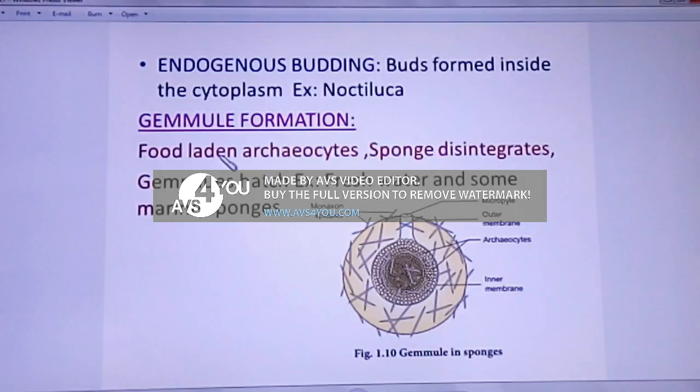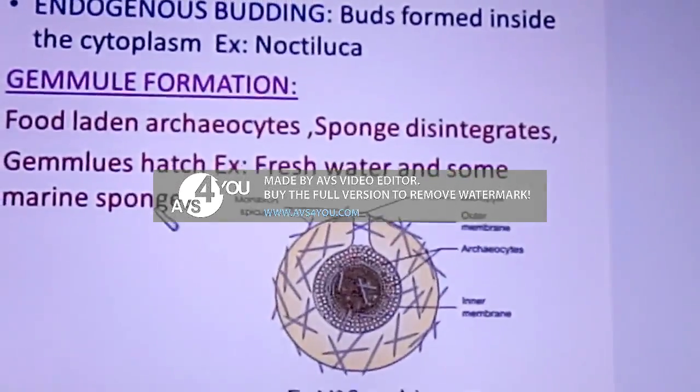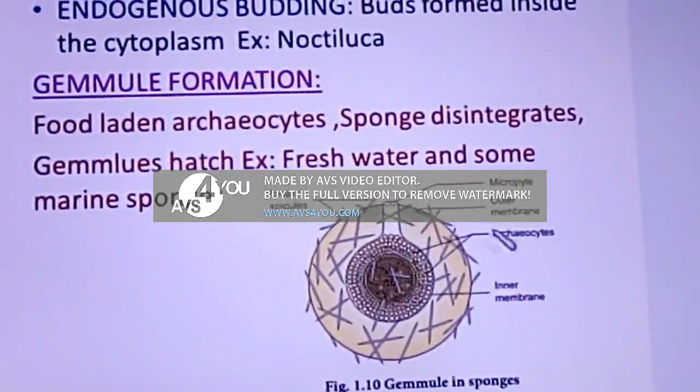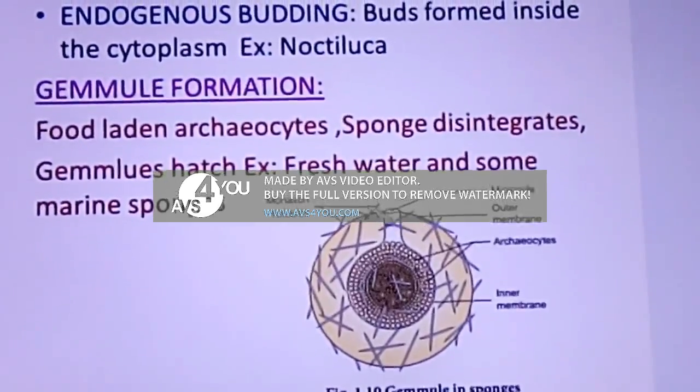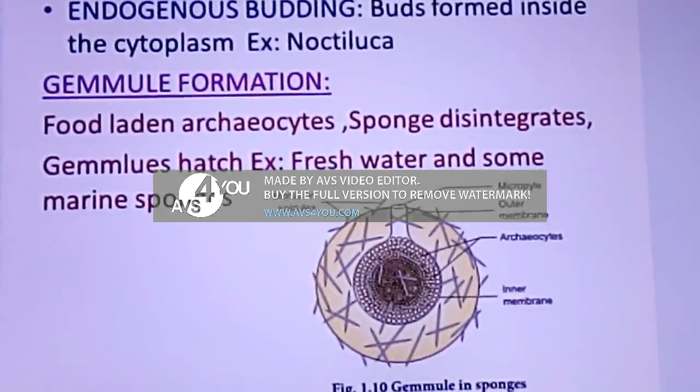This happens during unfavorable conditions. When the condition becomes favorable, the sponge disintegrates and the gemmules hatch out into new sponges. So this is one type of asexual reproduction, that is gemmule formation.